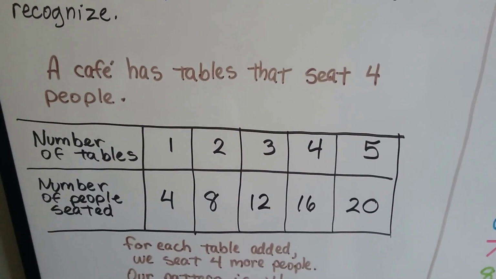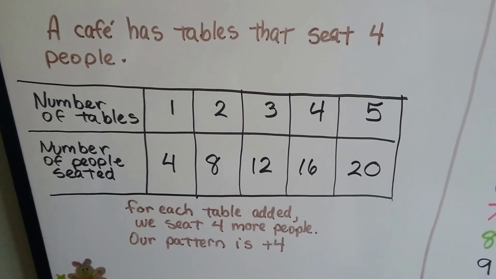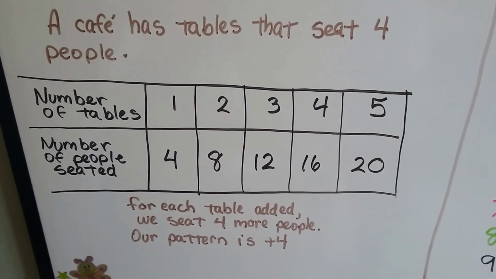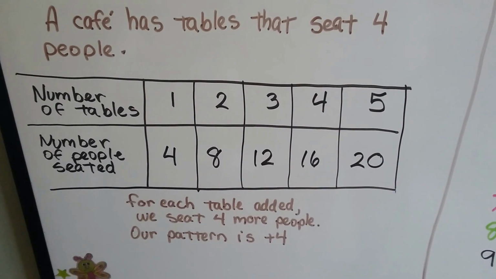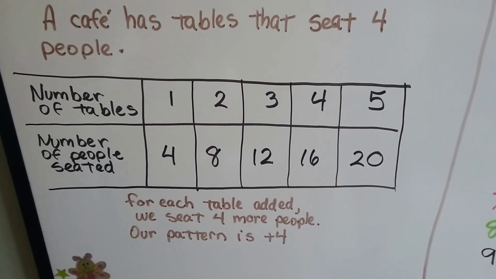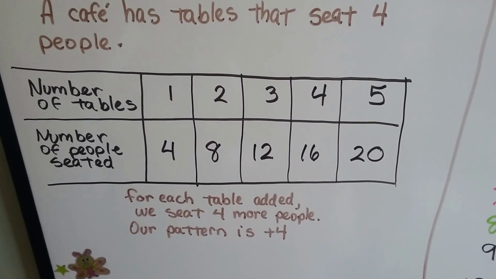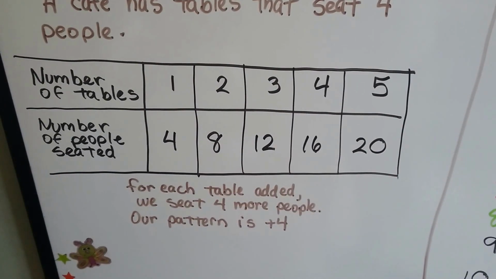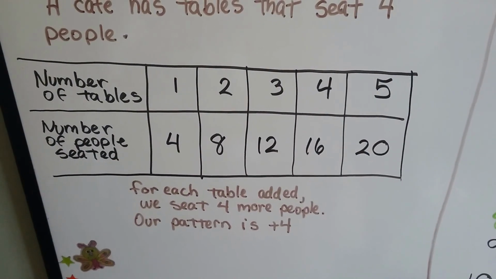A cafe has tables that seat 4 people. So we can make a table and put the number of tables and the number of people seated. 1 table is 4 people, 2 tables is 8 people, 3 tables is 12 people, and so on. For each table added, we seat 4 more people, and our pattern is a +4. See? So take a look at this.